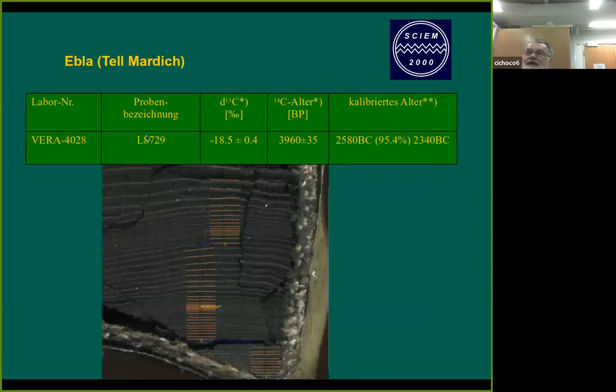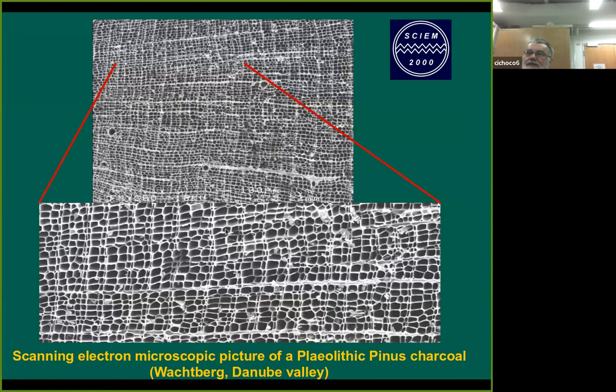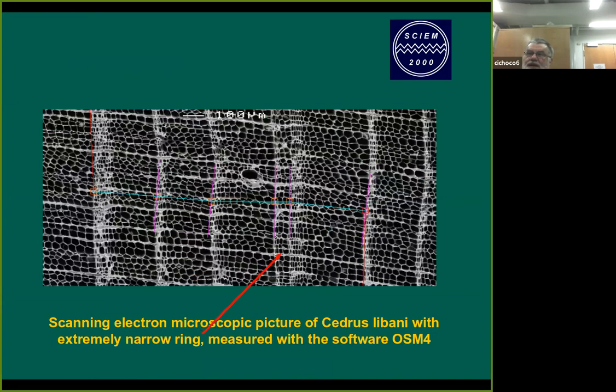Again, another charcoal from Ebla, the famous palace. And this again shows these very narrow parts of tree rings. As I mentioned last time, when these rings are too narrow, it's necessary to do investigations with the help of an electron microscope, as otherwise it's easily possible to overlook such a ring.